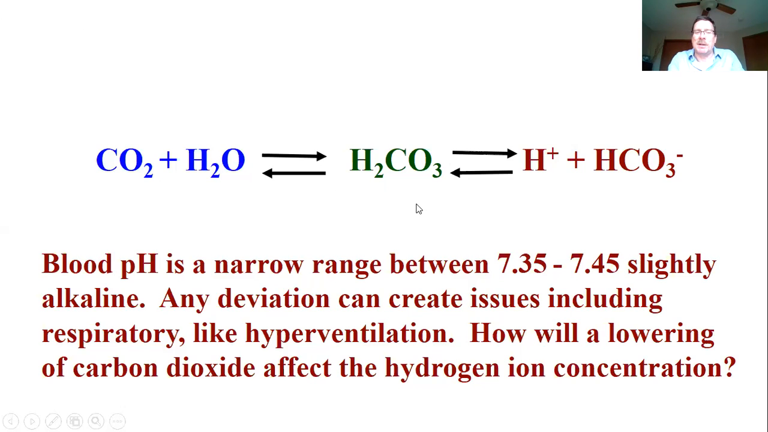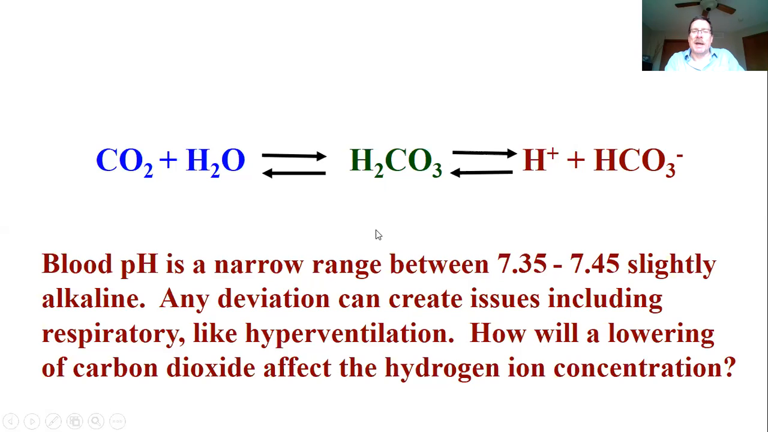Now, I put in a question: how will lowering carbon dioxide affect hydrogen ions? If carbon dioxide levels drop and it is removed from its normal balance with oxygen, in respiratory exchange and cell respiration where oxygen is used up and carbon dioxide is created, but that has a balance. If I remove this, how's that going to affect my hydrogen ion concentration over here?